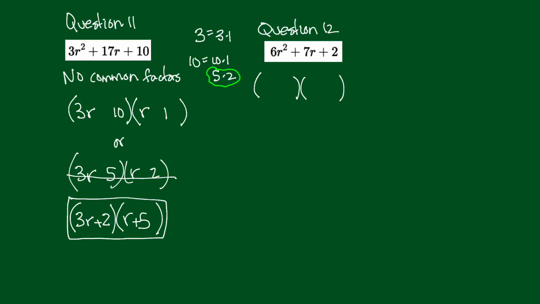And now I notice that this is a 6 out here, not a 1. If it was a 1, it'd be pretty straightforward. But now there's more to look at. So how am I going to get that 6? Well, I'll do it over here. A 6 I could get with a 6 and a 1, or a 3 and a 2.